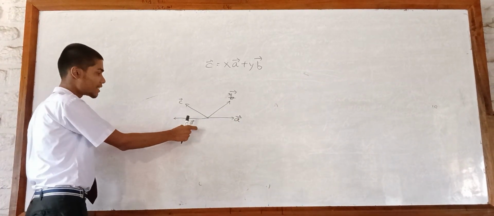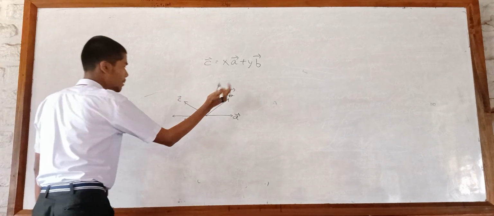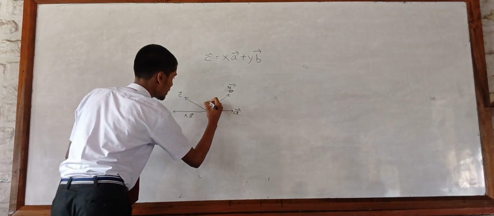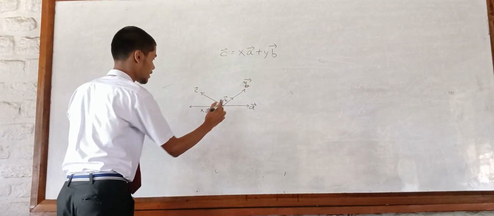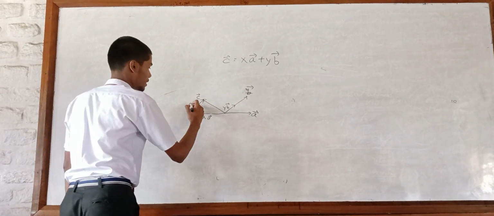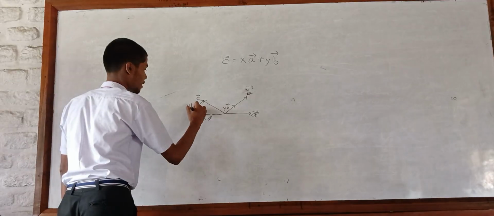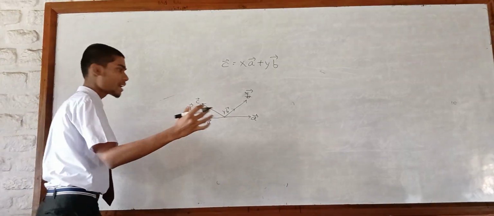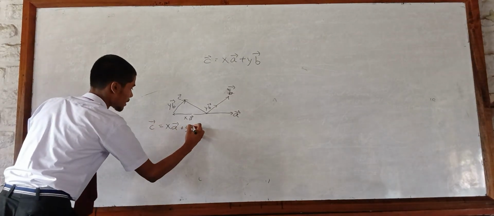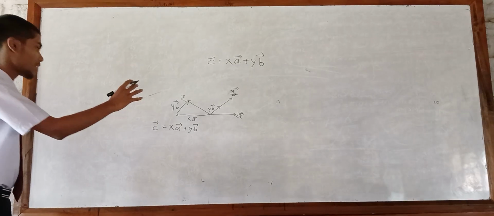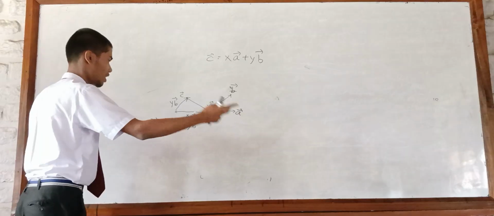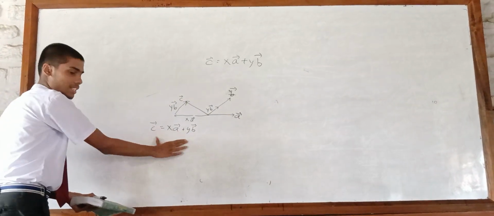So I can write this in this form, and similarly I can take another vector which is y times vector B along this, and I can shift vectors. So I'll shift this vector right over here, and this will become x times vector A, this will become y times vector B. So from the triangle law of vector addition, I can simply state that vector C equals x times vector A plus y times vector B. So I have proven that any three coplanar vectors can be written as a linear combination of the other two vectors. Using this concept, we are going to solve the problem.